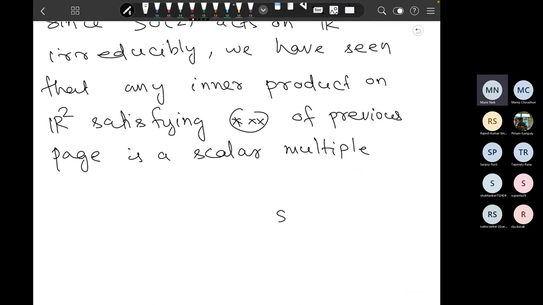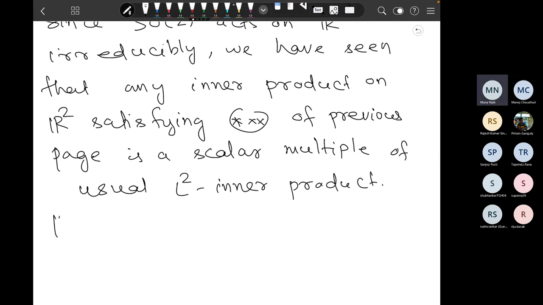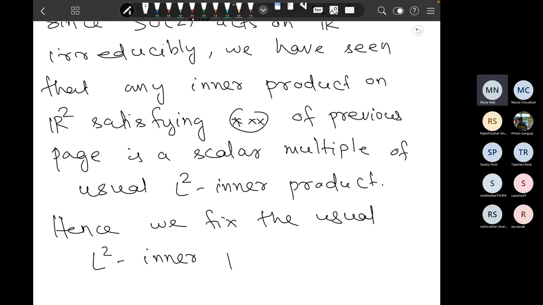So one can ask why we are choosing this L2 inner product, and this is the answer. We have seen that any inner product satisfying triple star is a scalar multiple of the usual L2 inner product. Hence, we fix the usual L2 inner product at i.